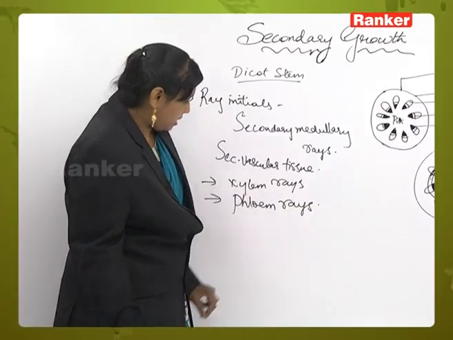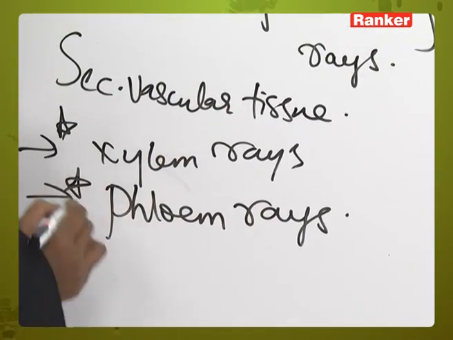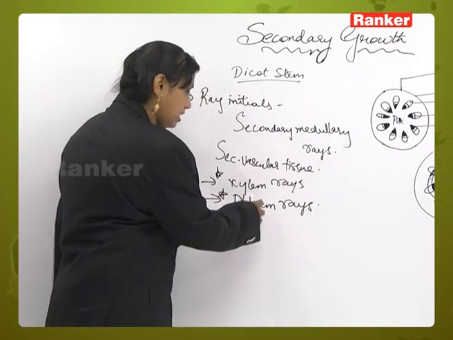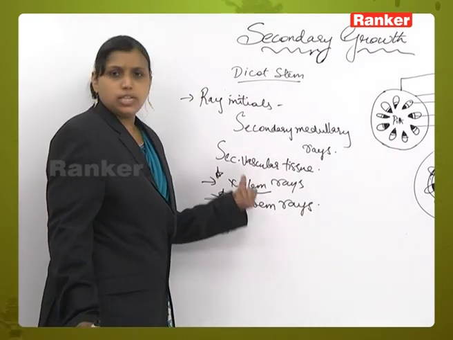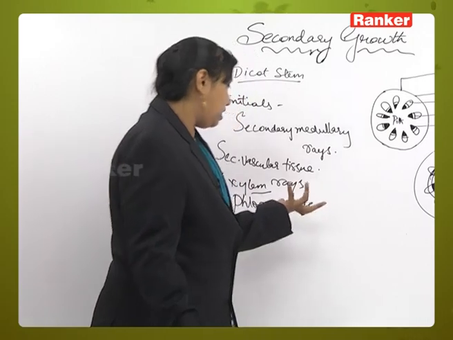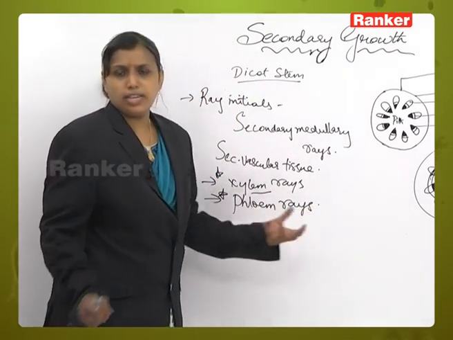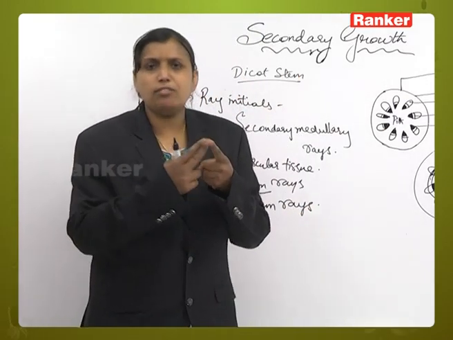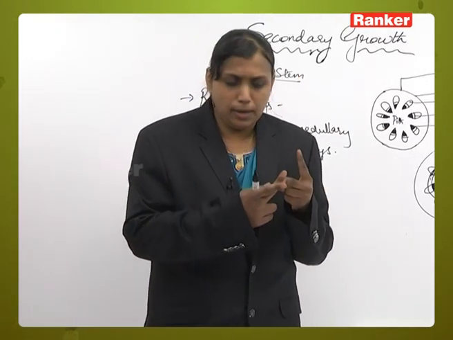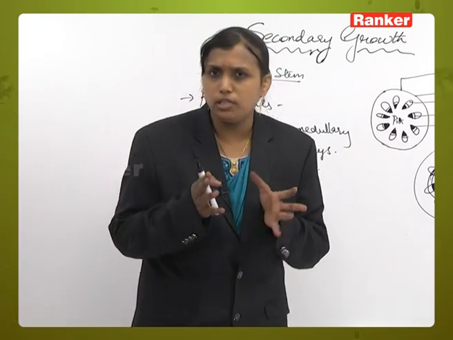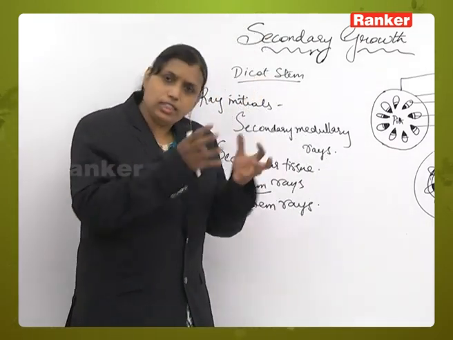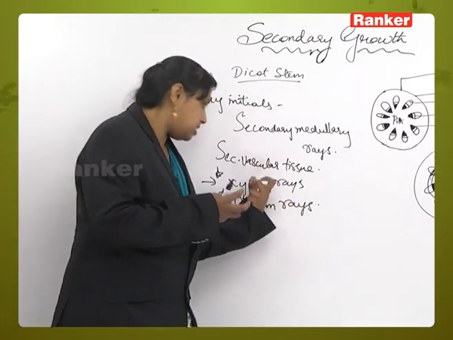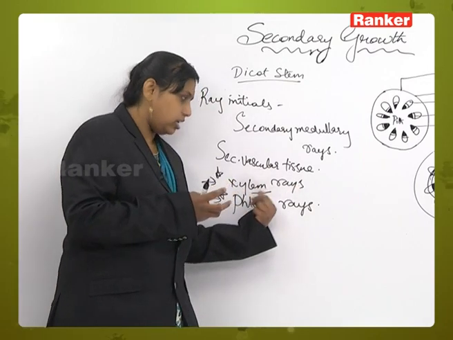The medullary rays which are formed from the xylem initials are called xylem rays, and the medullary rays which are initiated from the phloem initials are called phloem rays. As we said, there are two types of initials when there is a division in the cambium. One cell will be meristematic and another may be either xylem initial or phloem initial. So, the portion of the medullary ray in the secondary xylem is called xylem rays.